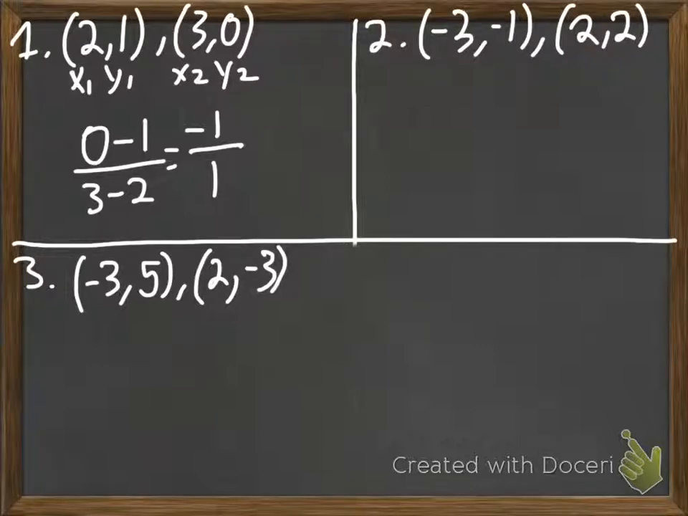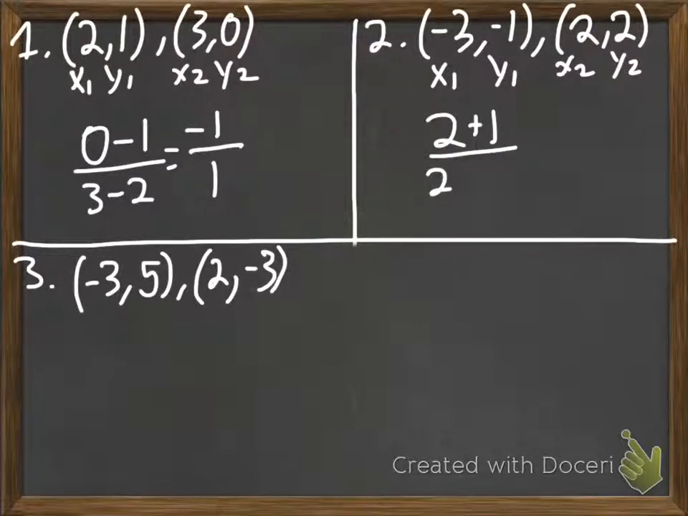Two, looks like it's going to be a label first, x1, y1, x2, y2. It's going to be 2 minus negative 1, and minus a negative 1 changes to a plus 1. And then we have 2 minus a negative 3, which changes that to a plus 3. So we get 3 over 5. So we're going to go 3 up, 5 right.